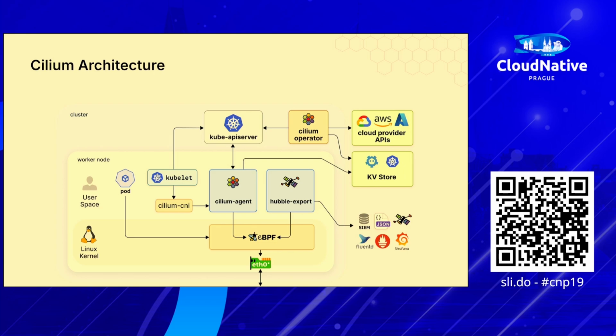And one more thing shown here: with Hubble you can also export different kinds of observability data. You can get visibility into networking flows, you can get metrics for what's going on in your Kubernetes network, and you can also get traces. All of this can be exported from Hubble.